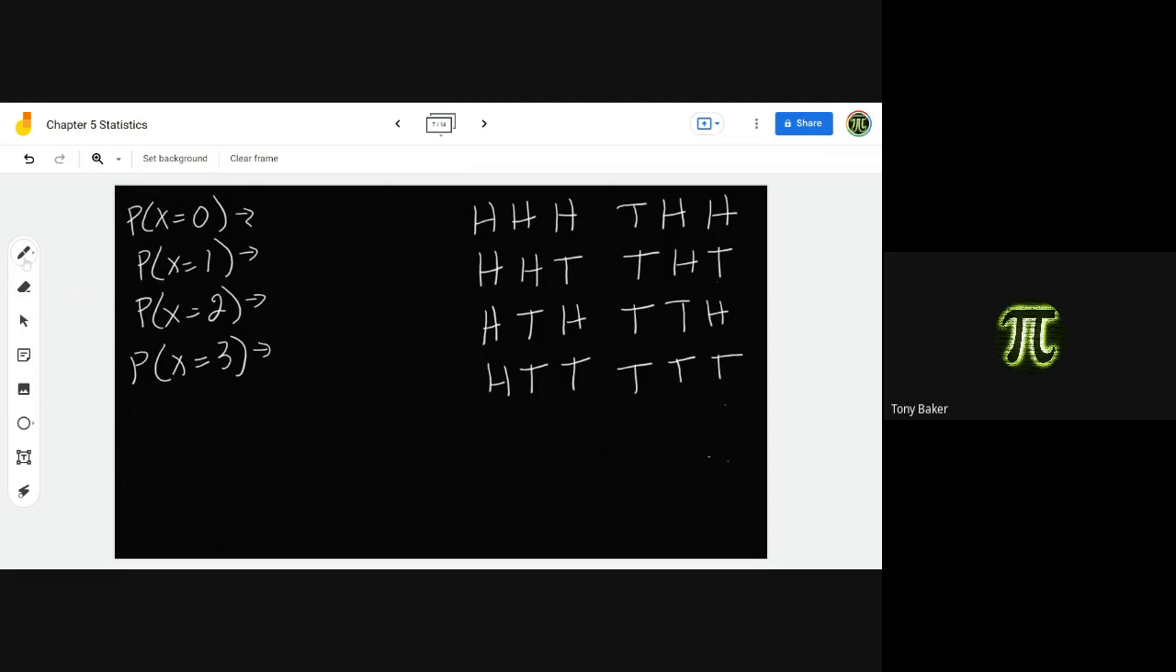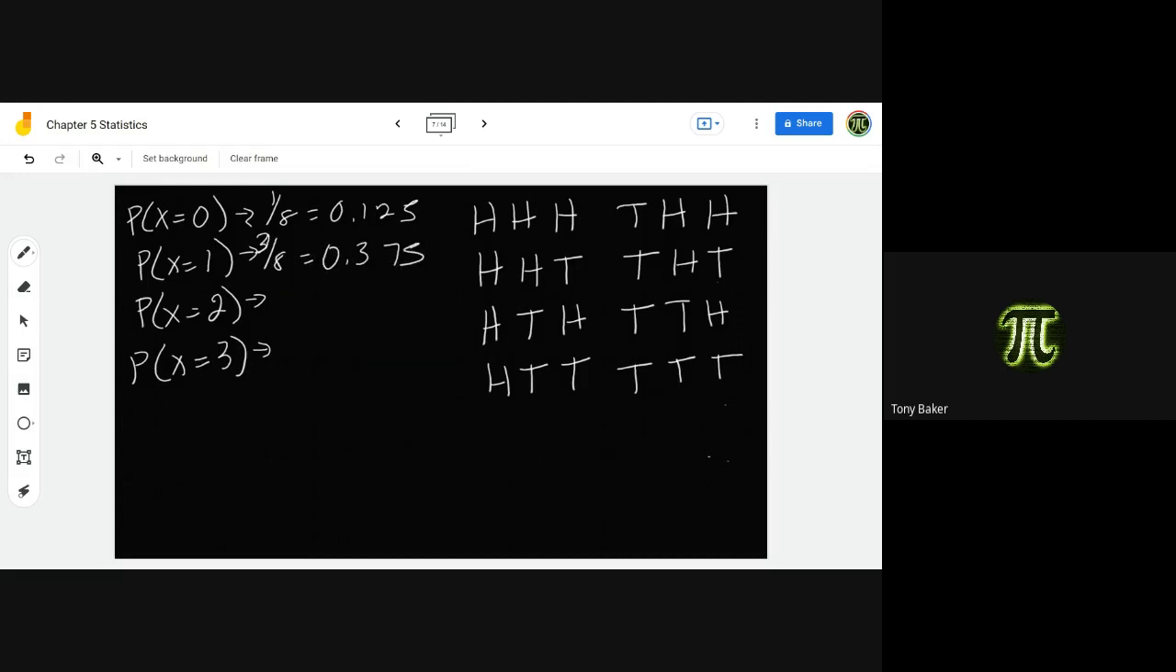So how many times does heads not occur at all? 1. So 1 out of 8, which equals 0.125. How many times does heads occur once? It looks like 1, 2, 3 times. So 3 out of 8, which is 0.375.